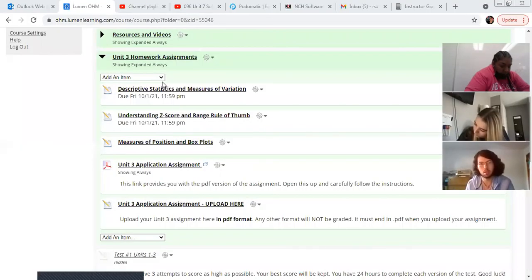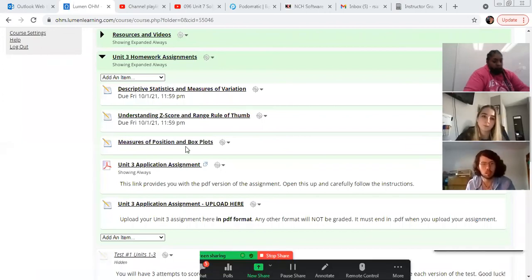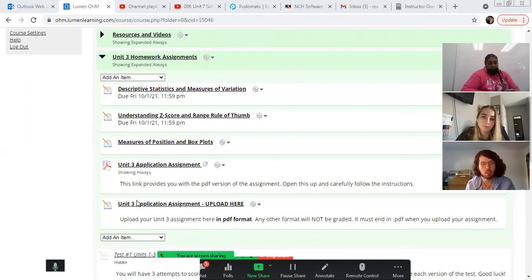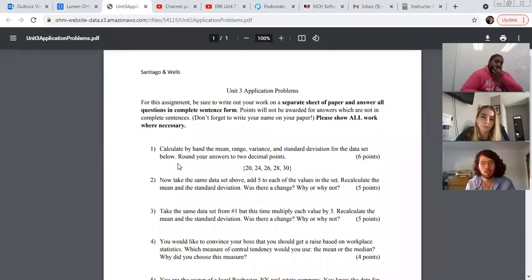As it stands for Unit 3, you have 2 assignments that are due this Friday. We have measures of position and box plots. That's one more assignment, and then our application. Let's take a look at what the application assignment is for Unit 3.